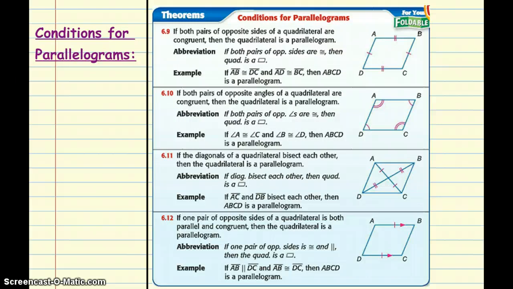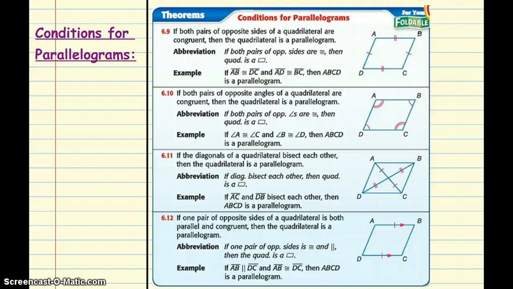The first one, theorem 6.9, says that if both pairs of opposite sides of a quadrilateral are congruent, then we can say that quadrilateral is a parallelogram. Again, you have to be told both pairs of opposite sides. Similarly, theorem 6.10 talks about opposite angles, so both pairs of opposite angles must be congruent. And if that's the case, then we can say it is also a parallelogram.